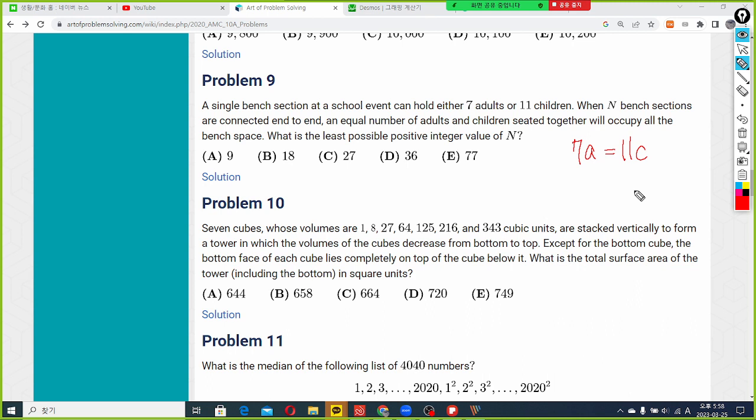So how many benches are needed for adults and children? Benches for adults are 11, and benches for children is 7. So 11 and 7 makes 18.